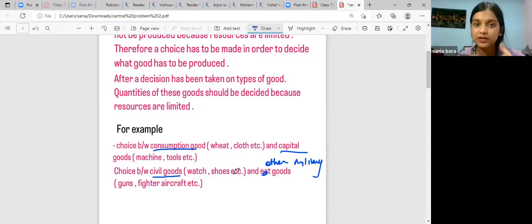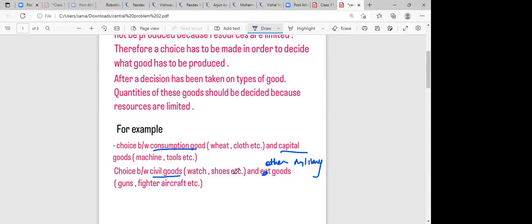Okay, so civil means civil people, right? And military means the military one. So whether we need to produce it for civil people, like watches, shoes and all that, or whether we need to produce things for military people. Military people need guns, fighter aircraft and all that, right? So there you have to make a choice between all these goods.